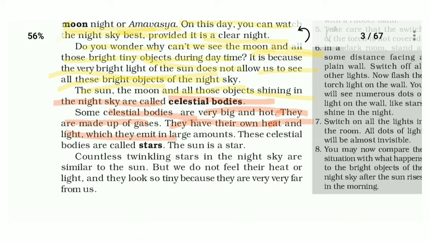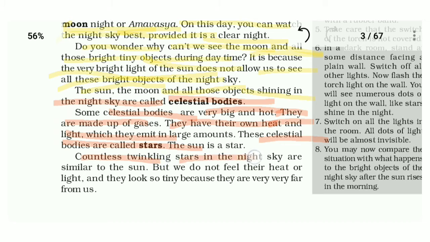And these celestial bodies are called stars. जैसे कि sun जो है वो एक star है, like every other star. Sun is also a star. The only difference is it's very close to Earth. That's why we find it very big or very energy rich.